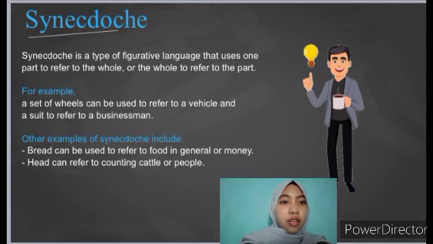When referring to a car as a set of wheels, the wheels are only a part of the car and not the whole thing. Similarly, a typical businessman wears a suit alongside other accessories such as a watch and a briefcase. Other examples of synecdoche include: first, bread can be used to refer to food in general or money, and then head can refer to counting cattle or people.